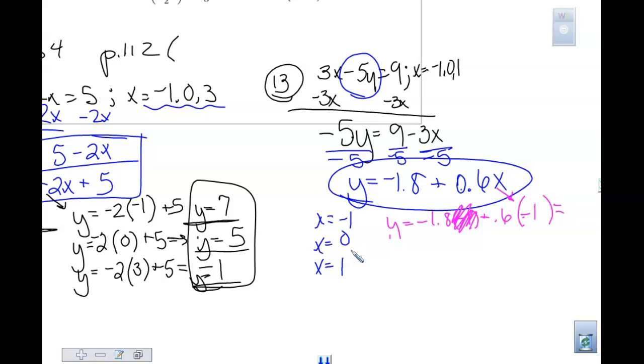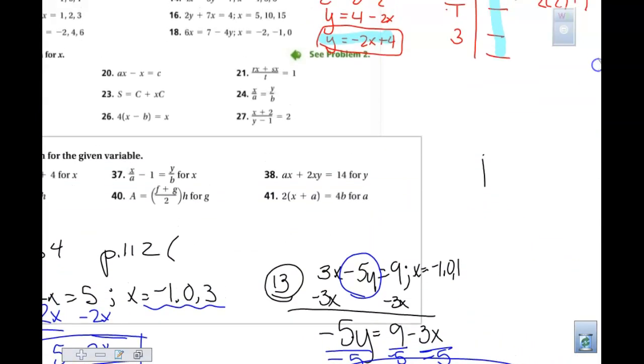Just negative 1.8, right? So here I already know y equals negative 1.8. Do I really have to do much work with that one? That one is 0. We love 0. That's our special number when we get to graphing equations. When x is 0, that's our y-intercept. So we get to that. That gets to be really special to us later, okay? So that's how you're doing the first 4 questions, right?